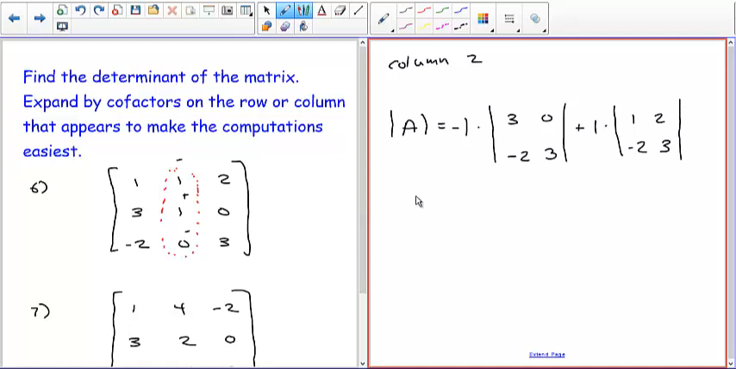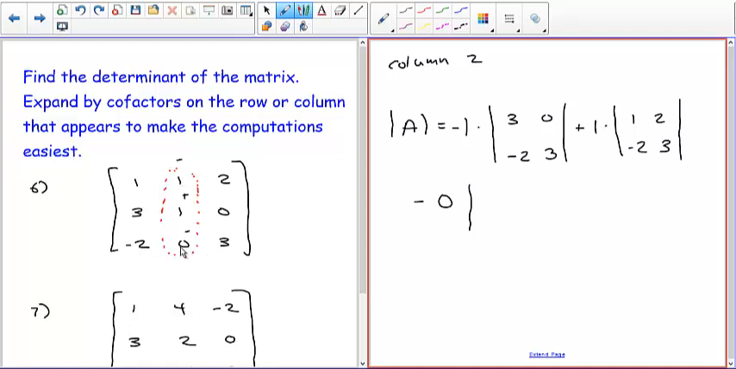And then you've got your third one, which is 0 times, so if this is 0, it's actually going to be minus, but it doesn't matter because this one's going to go to 0 because I'm going to multiply it by 0. That's why you choose columns or rows that have a 0 in, because you have one less calculation you have to do. But I'm going to go ahead and show how you do this.